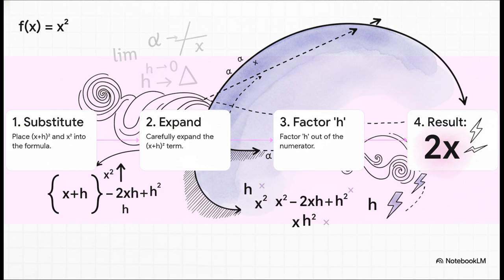And this is awesome. This gives us a formula for the slope. It tells us the slope of the parabola isn't just one number. It actually depends on what your x value is.